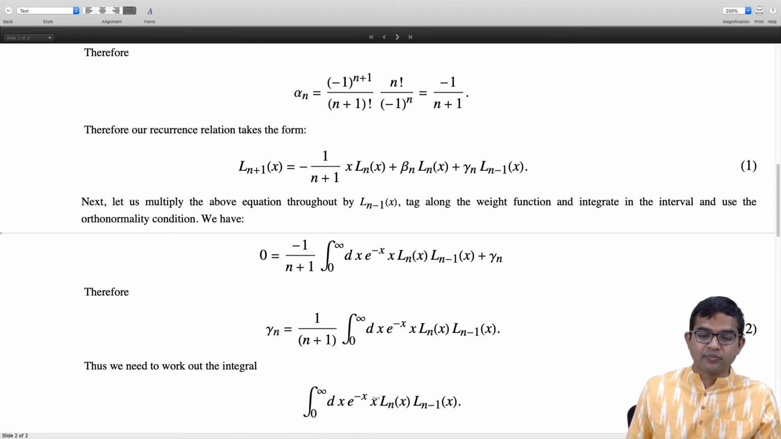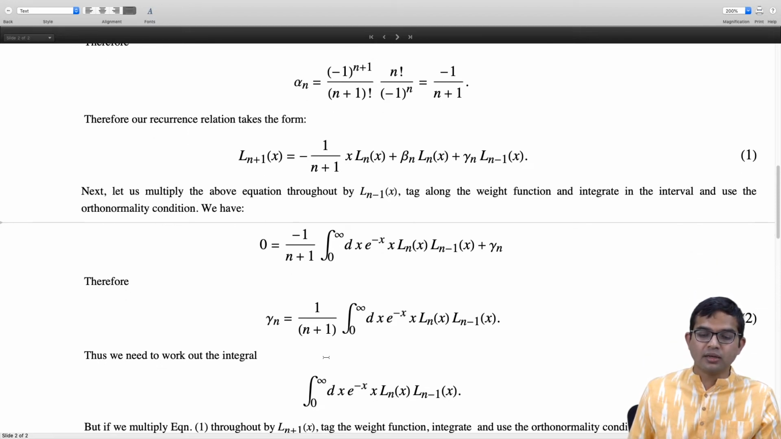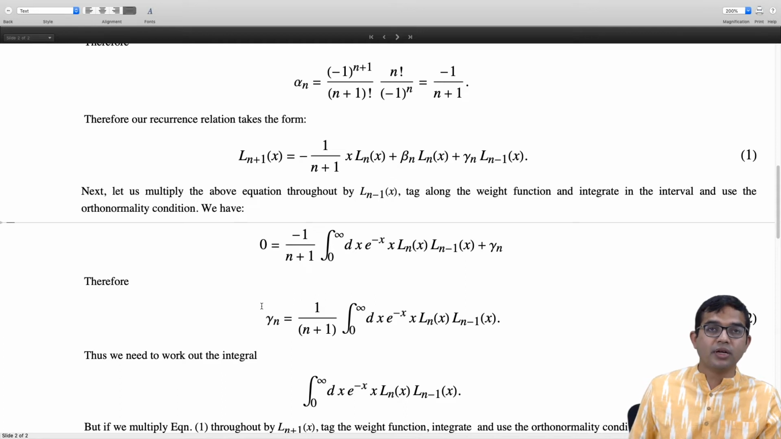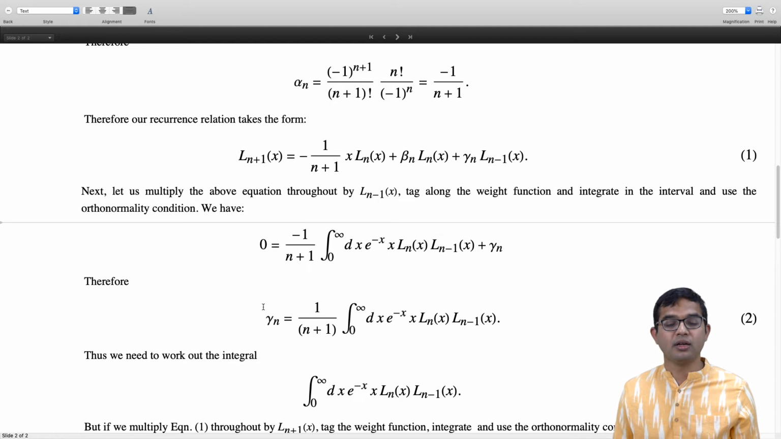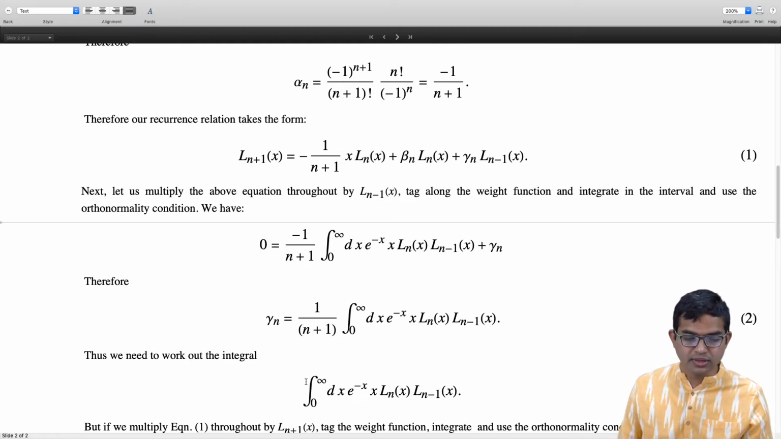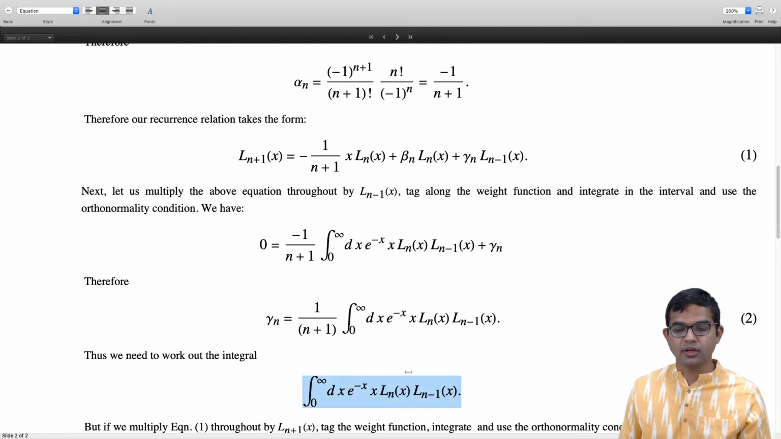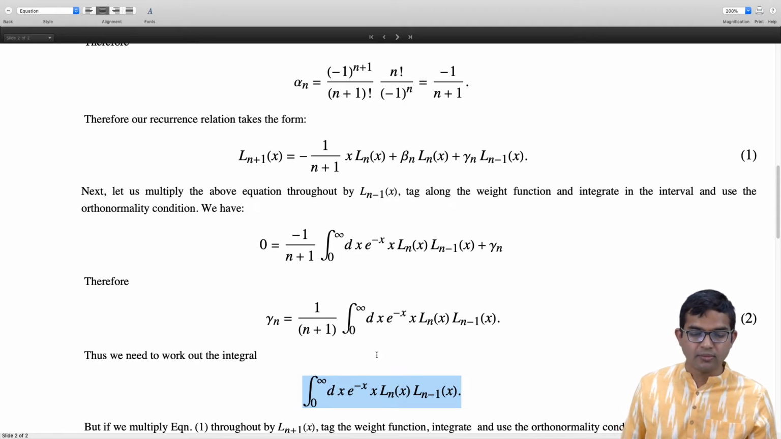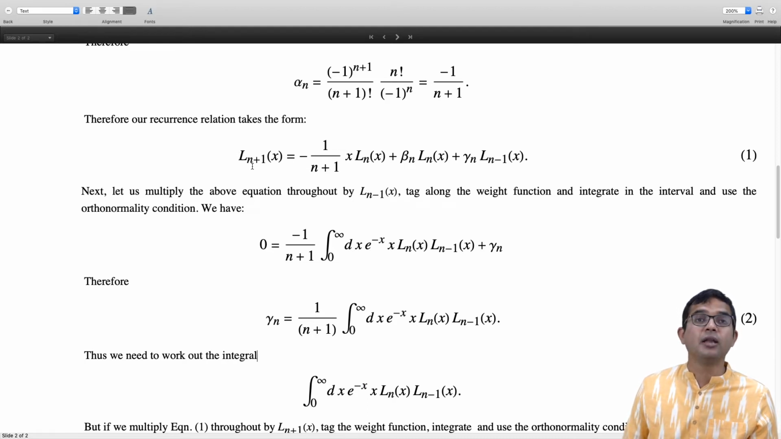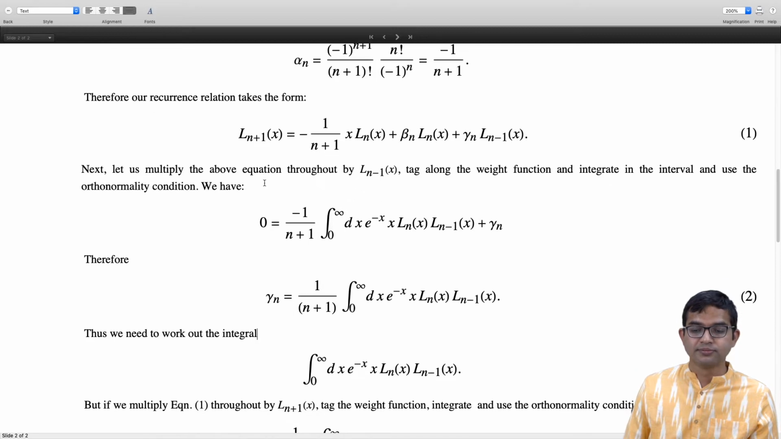So although we have this gamma n in terms of an integral, we need to also work out what this integral is, right? So that we write down an answer for it. And so let's do this integral again, in a clever way. So to do this, what we will do is we will first multiply equation 1 throughout, not by ln minus 1, but instead let's multiply by ln plus 1 of x, and you'll see that we will be able to extract this integral.